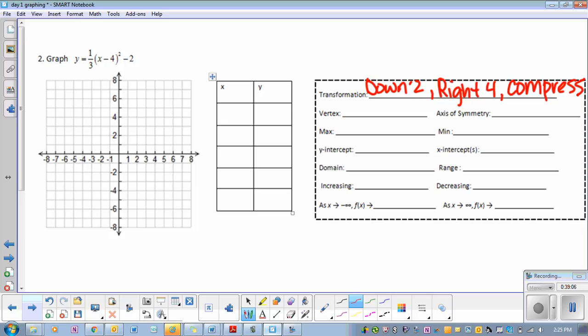All right. What else can I plug in here? What else do I know? Domain. Trying to see if anyone's listening. What's going on? Domain. Always all real numbers. Now, let's go and graph this. Let's see if our vertex is a max or a min.